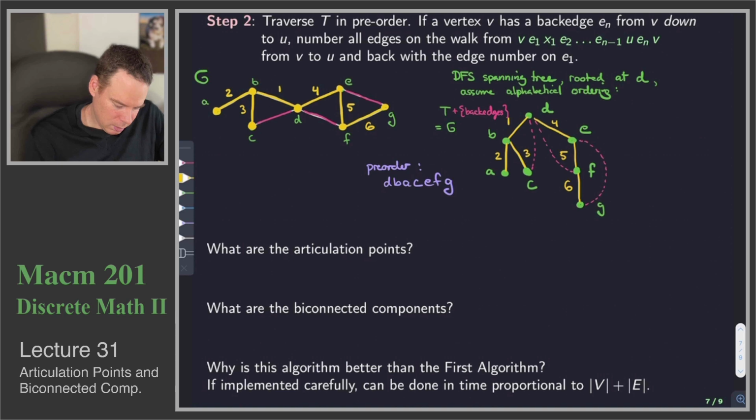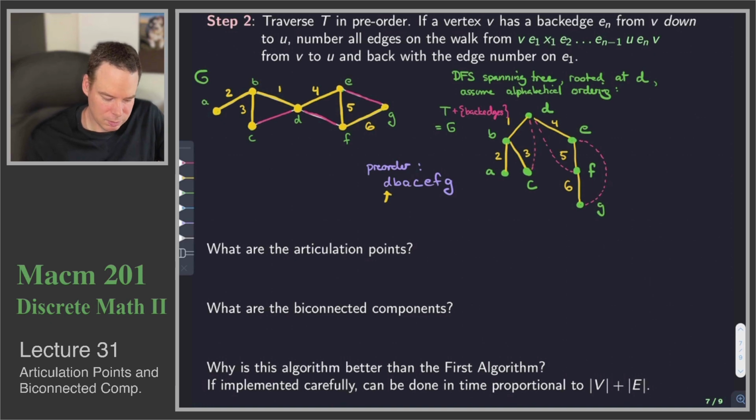And then it says now start processing these vertices in this way. Start at the first one. If that vertex has a back edge from that vertex down to some vertex U, then do something. So I'm starting at D. Does it have a back edge going down the tree? Yes, it does. It's got a back edge going down to C.